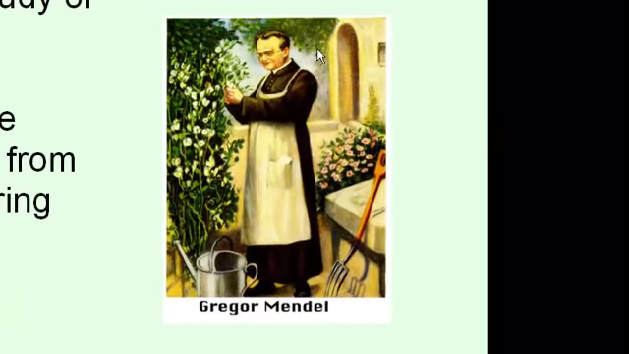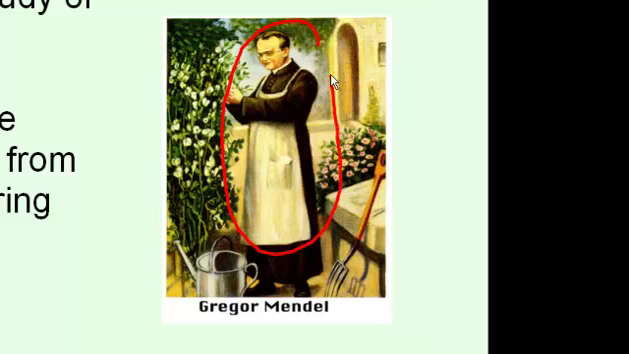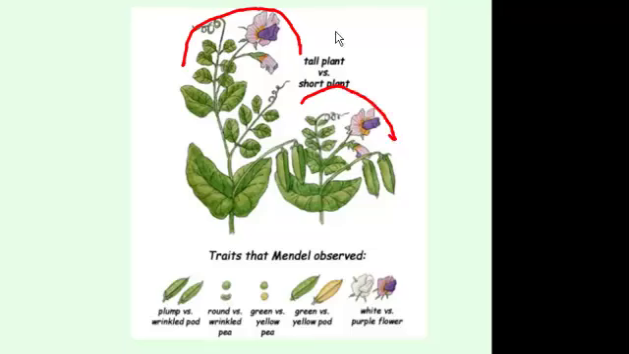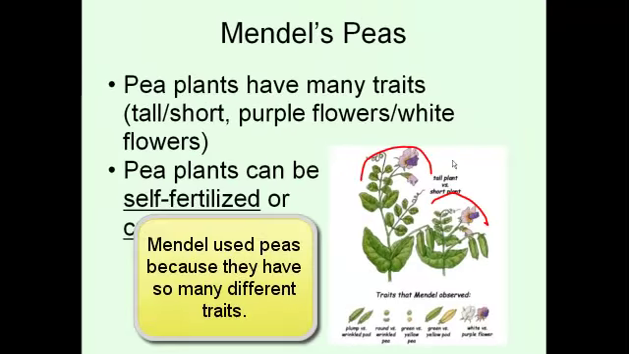Down here you can see a picture of Mendel, and he's actually working in his garden. Now, when Mendel did his experiments, these are actually pea plants, and he did his experiments using seeds of peas. So here you can see two pea plants. This one's tall right here, and this one is short. That's one of the traits that he studied when he looked at pea plants.